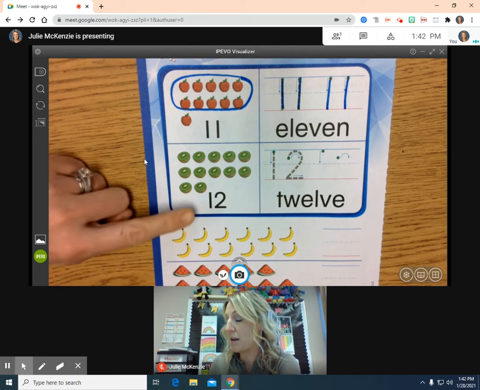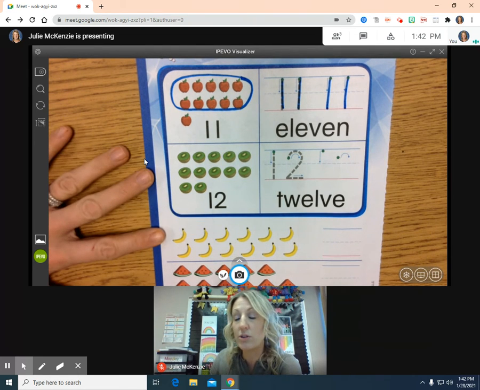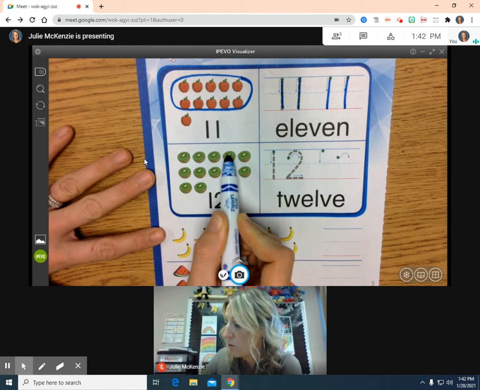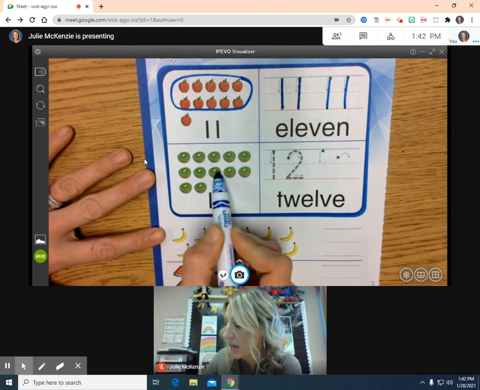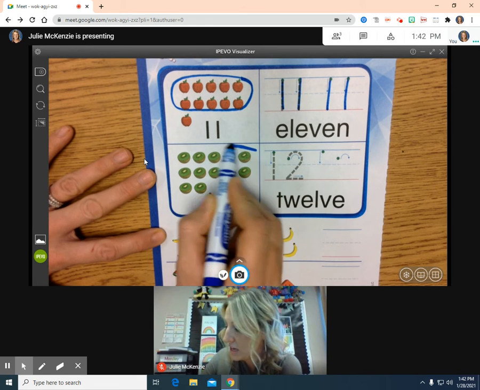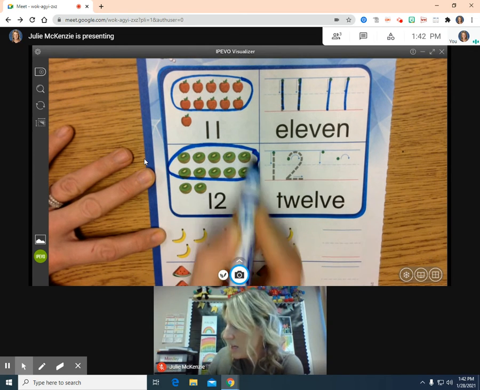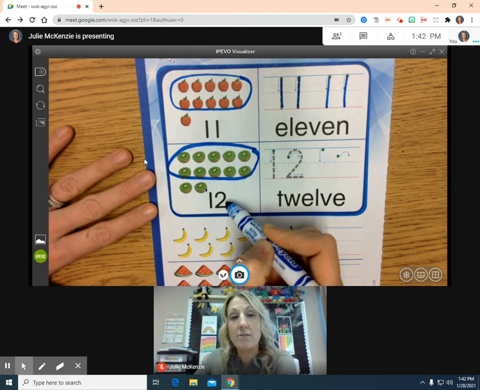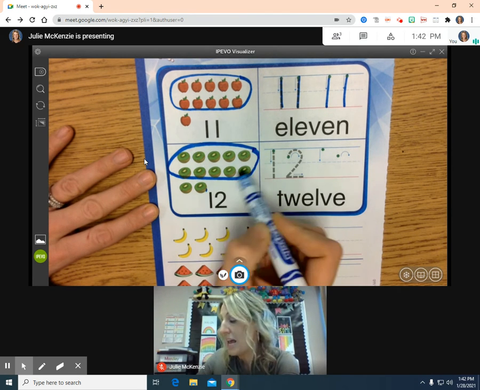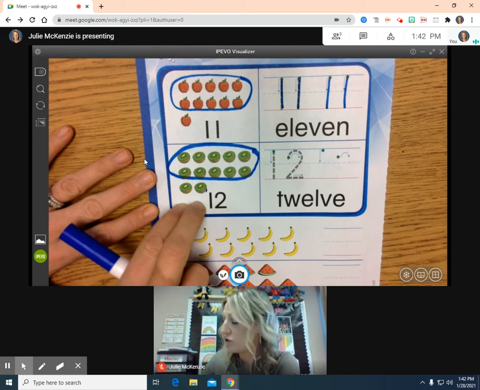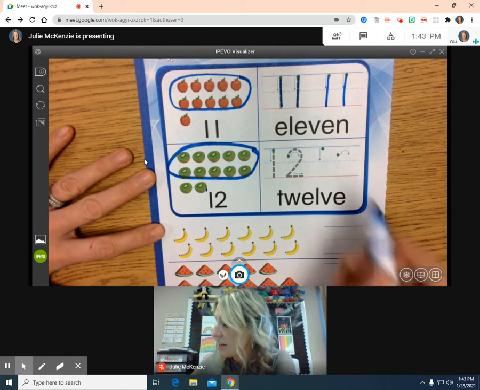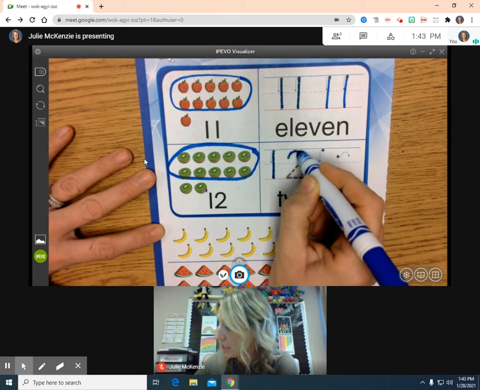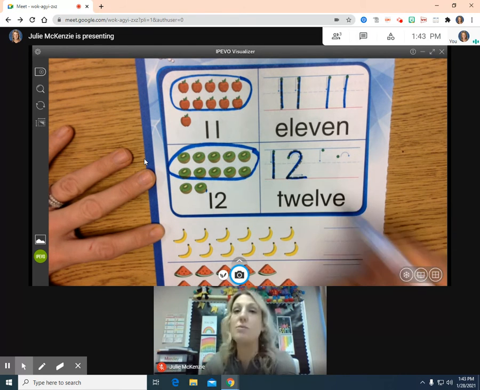All right, here we have 12. It's already written, but let's count them and circle our group of 10. 1, 2, 3, 4, 5, 6, 7, 8, 9, 10, 11, 12. The number 12 is made from a group of 10 and two extras. Now let's write that number. It has a 1 and a 2 side by side to make the number 12.